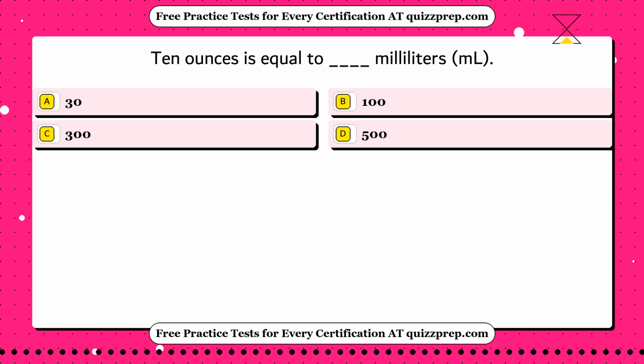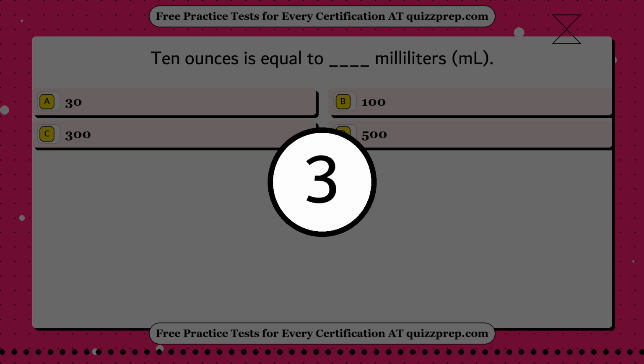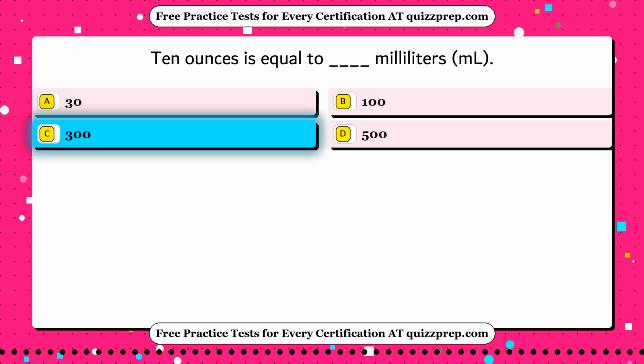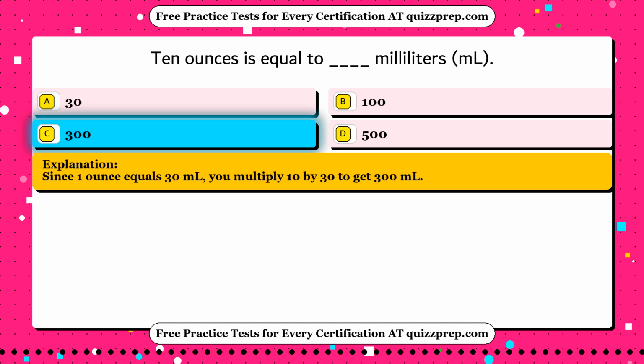Question 67. 10 ounces is equal to blank milliliters, ml. Option A 30, option B 100, option C 300, option D 500. The correct answer is option C, 300. Since 1 ounce equals 30 ml, you multiply 10 by 30 to get 300 ml.